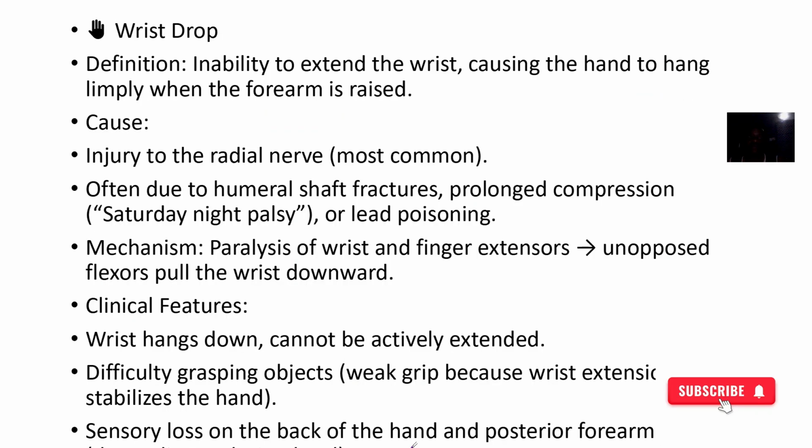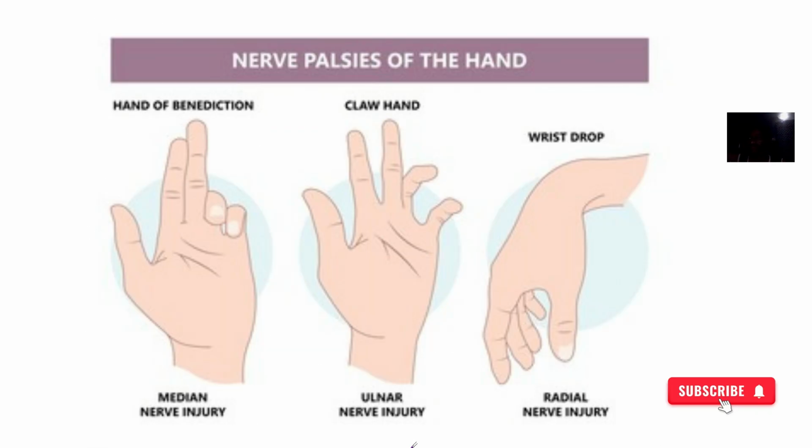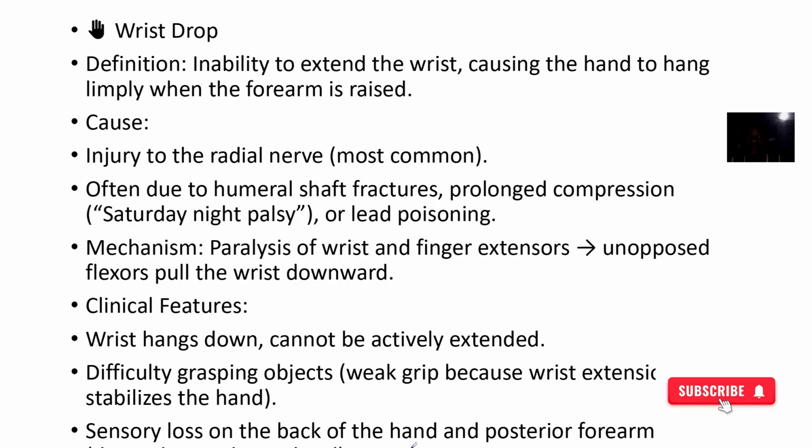Okay, so wrist drop now. That's a radial nerve injury. Okay, wrist drop is a radial nerve injury. So for wrist drop, it's just inability to extend the wrist, causing the hand to hang limply when the forearm is raised. So maybe injuries to the radial nerve, often due to all those humeral shaft fractures, prolonged compressions.